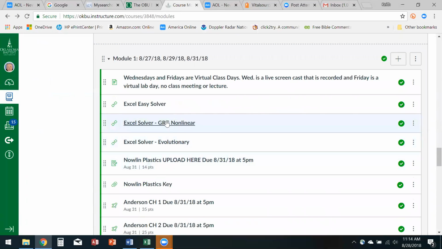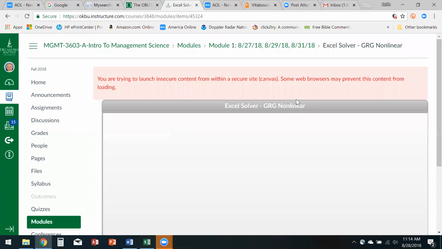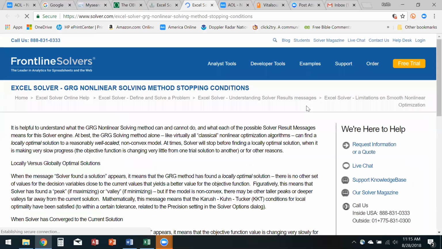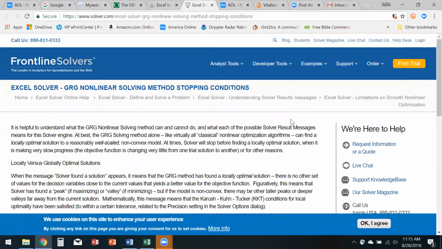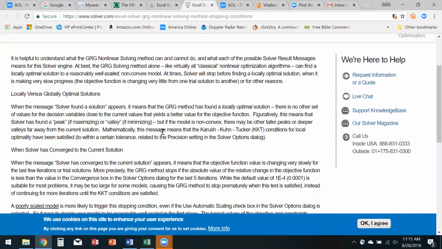Now, this covers the GRG nonlinear. I'll talk about it for just a second. And what types of problems GRG nonlinear deals with. And you'll want to take a look at that.